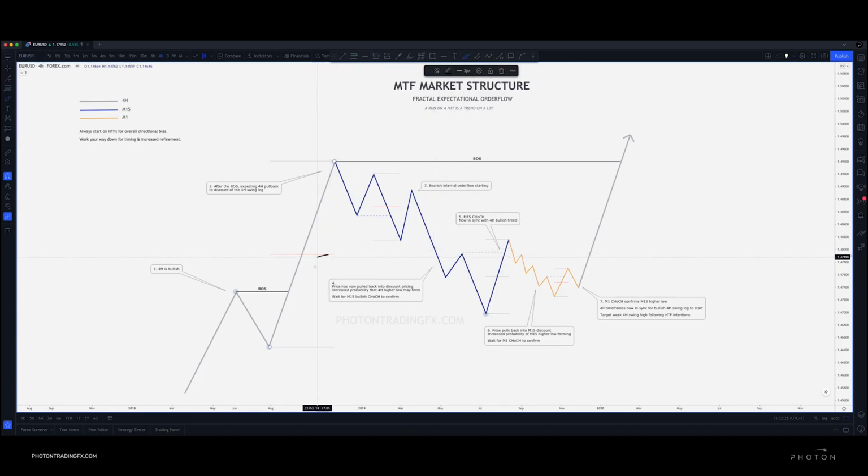And as soon as we start to get down towards the discount of the 4-hour bullish leg, it's becoming lower and lower probability to be looking for shorts, because at any point in time, that 4-hour higher low could kick in, and we could then start that next swing run to the upside. So when price has now pulled back into the discount pricing, this is what I was saying, there's an increased probability that the 4-hour higher low may form.